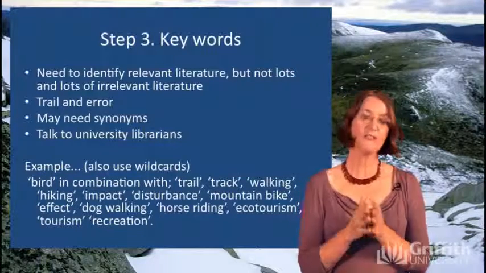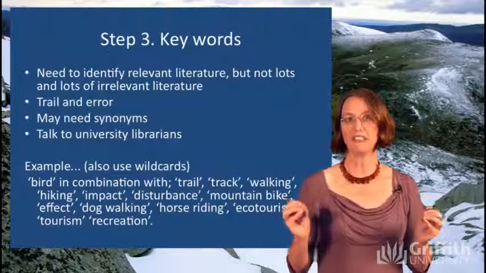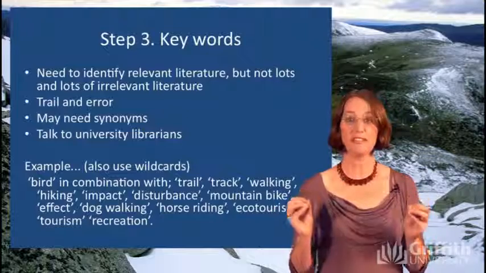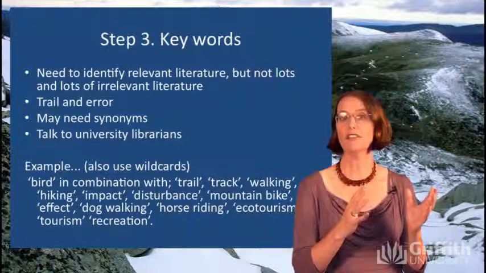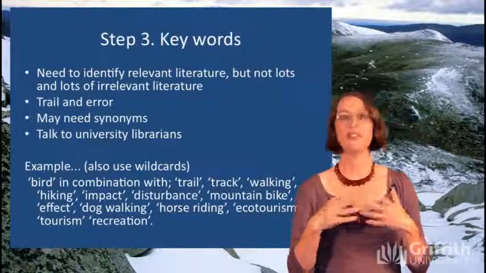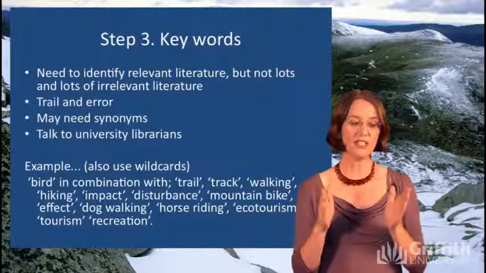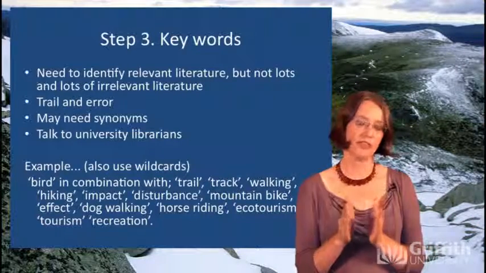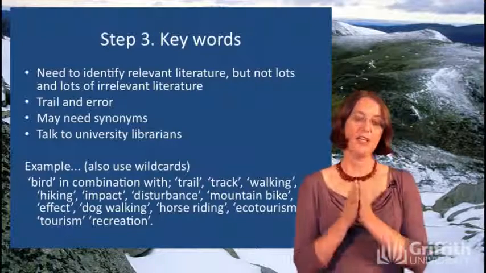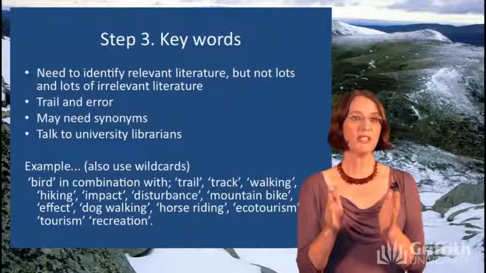Now, you need to identify the relevant literature, but not lots and lots of irrelevant literature. And this is part of the systematic that's challenging. You want to get everything that's relevant that you can, but you don't want to be spending the rest of your life looking through all the literature on a topic. So using clearly defined keywords helps with this. And it's a bit of a trial and error process. You may need to think about, are there synonyms? And that's a particularly important thing.